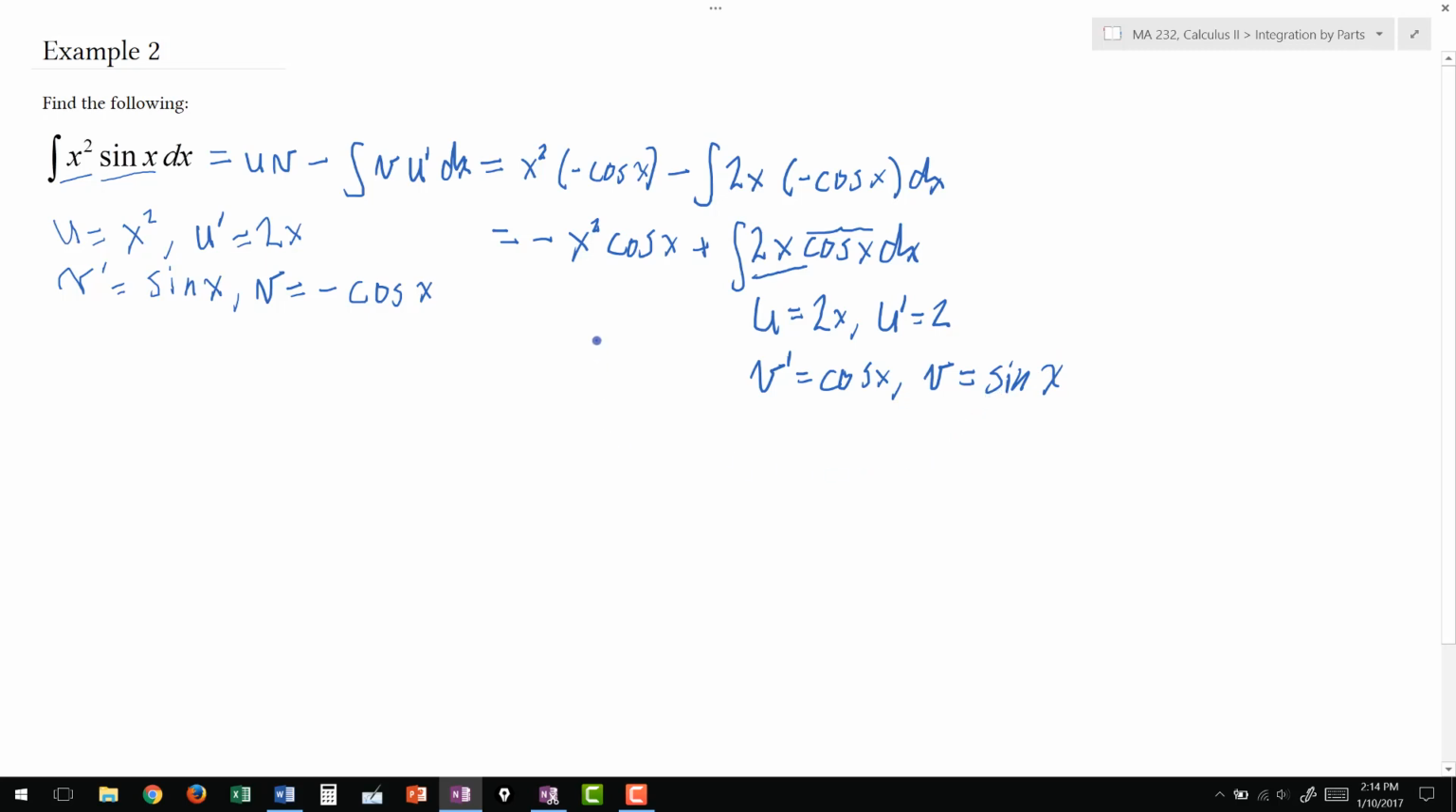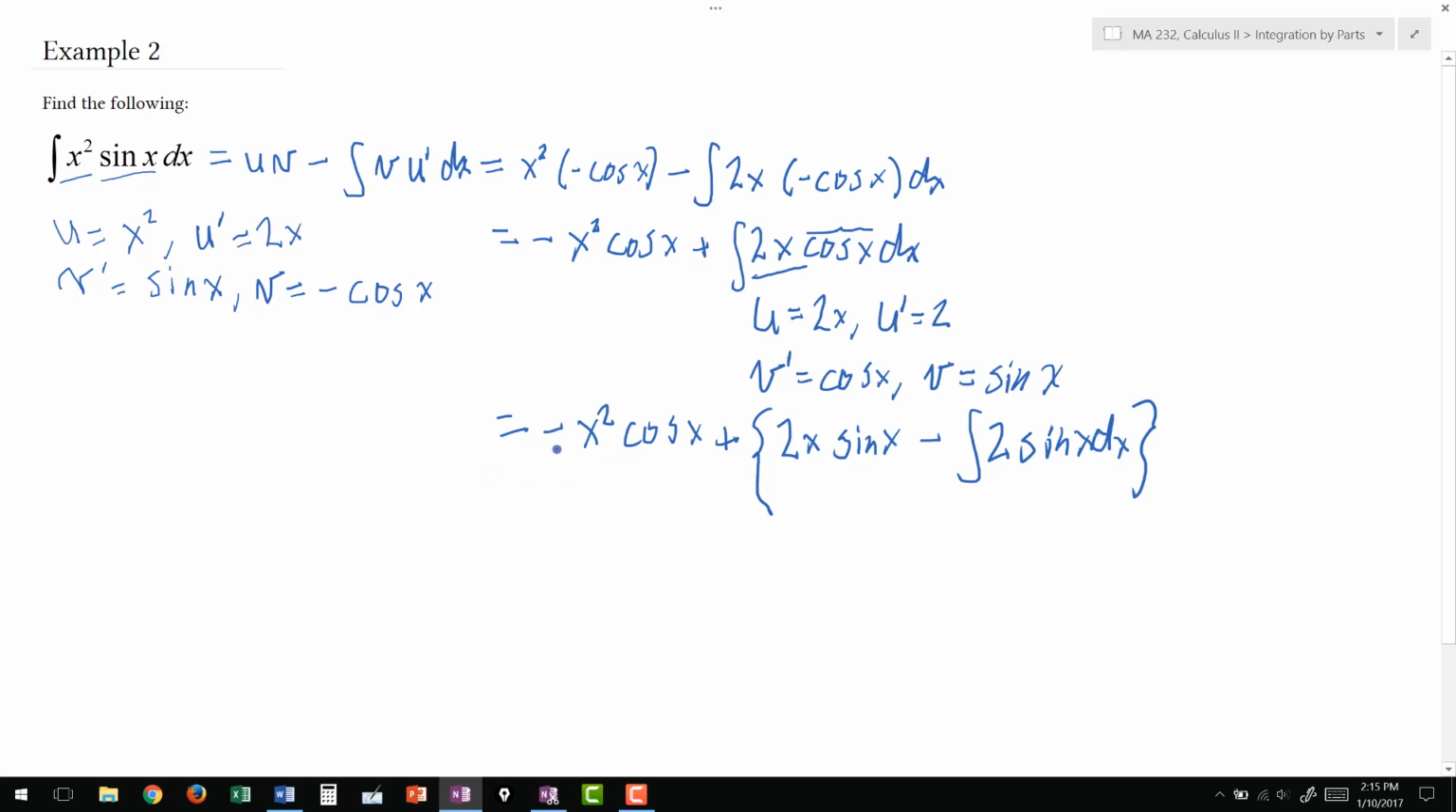Now I need to apply the parts formula to the integral. I still have my minus x squared cosine x from before, and now in place of the integral, I need u times v, so that's 2x sine x, minus the integral of v u prime, or u prime v, that's 2 sine x dx.